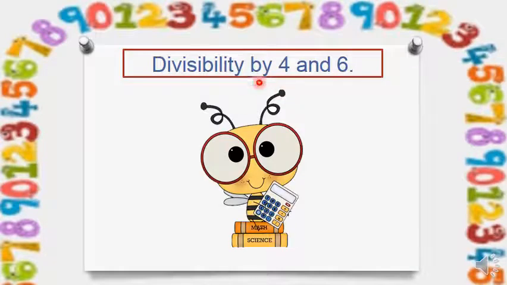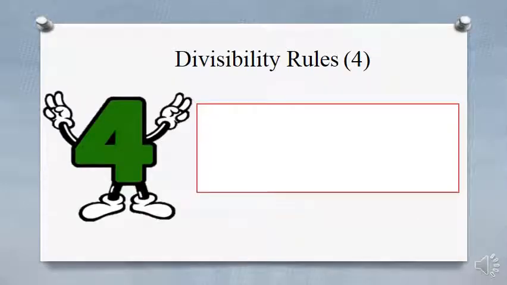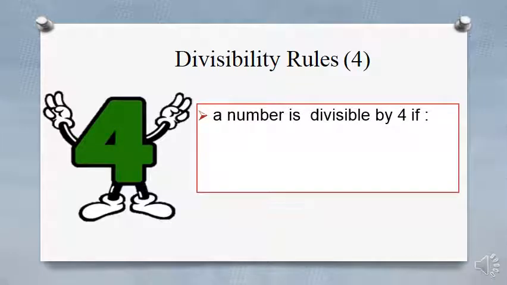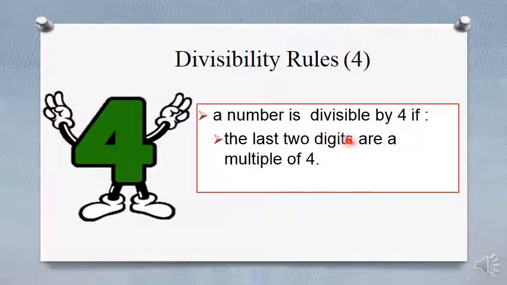Today we are going to talk about the divisibility by 4 and 6. Divisibility rule by 4. All the multiples of 4 are divisible by 4, and if I have any number, I can know if it is divisible by 4 if the last two digits are a multiple of 4. Look at the examples.